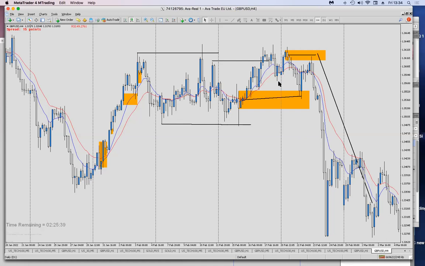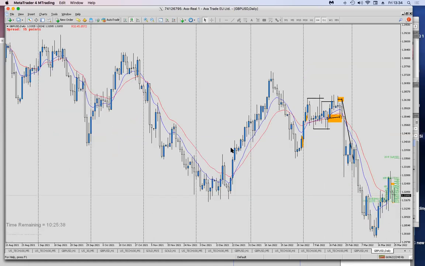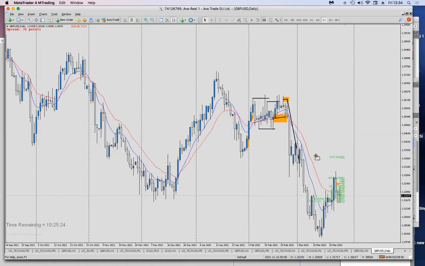This daily direction is just the 10 and 20 EMA on the daily. If it's going up, then it's bullish, but if it's going down, then it's bearish, unless it's broken structure.